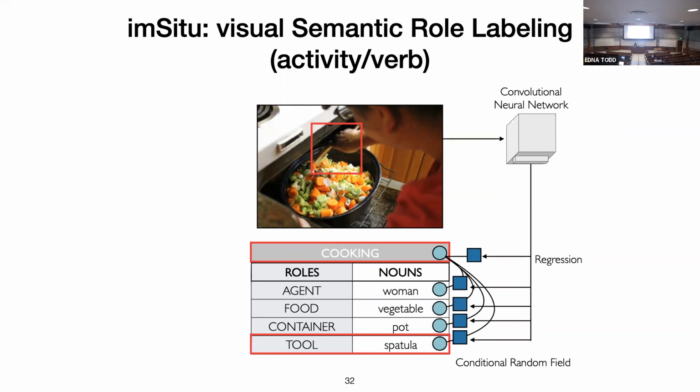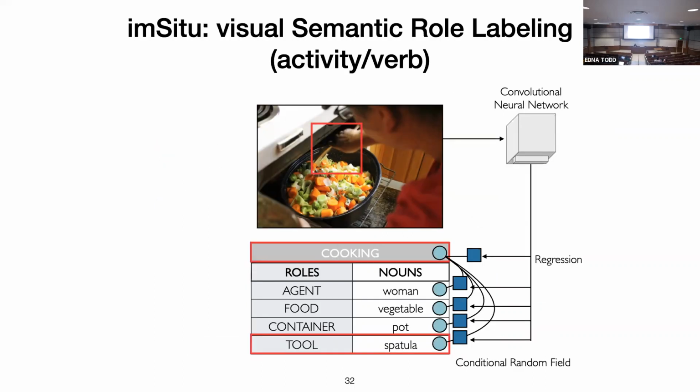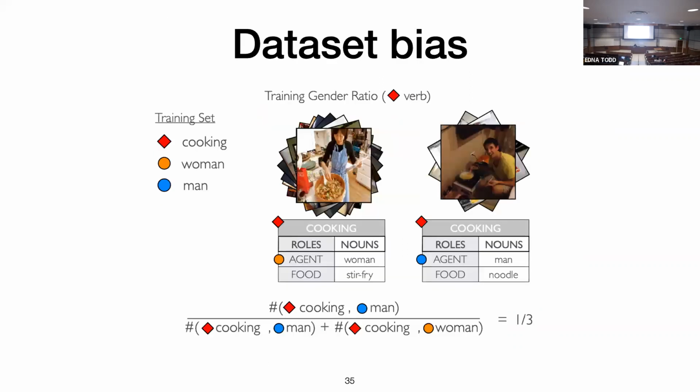Okay, this is about the task. Next, I will talk about how to evaluate the bias or bias amplification. Sorry, I think I made the wrong order. So, okay, the idea is very easy.